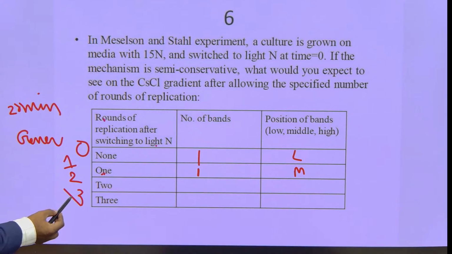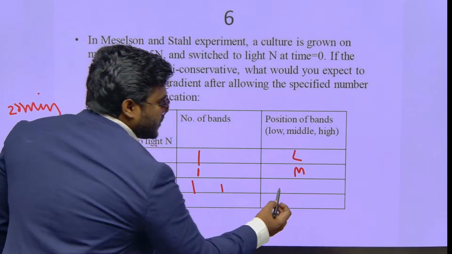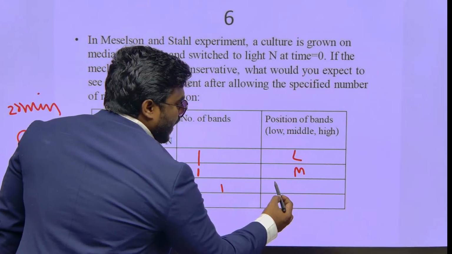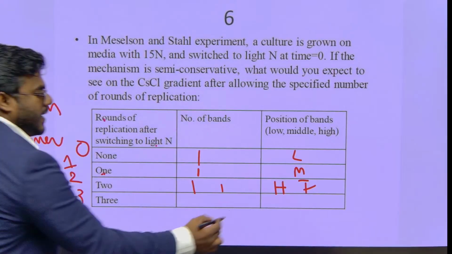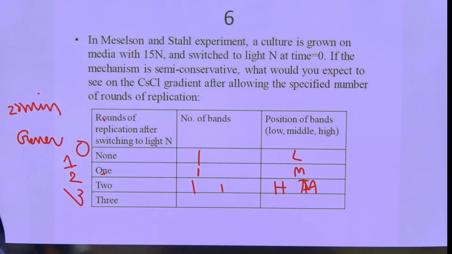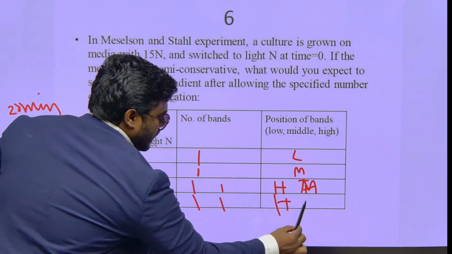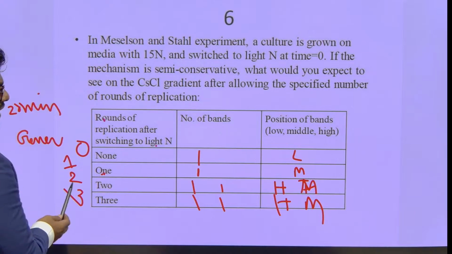Second round. 50% light, 50% intermediate. We got 2 bands. Position? High, intermediate. Correct na? High and middle. Then can I say same? Correct na? Don't get confused here.